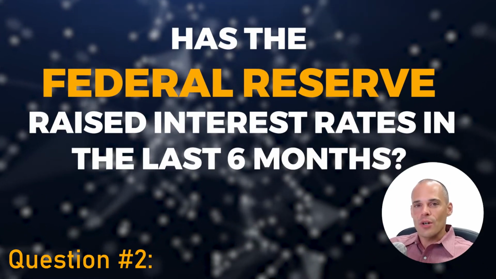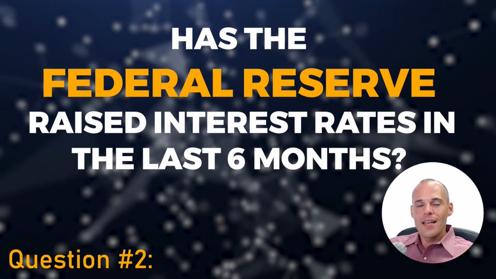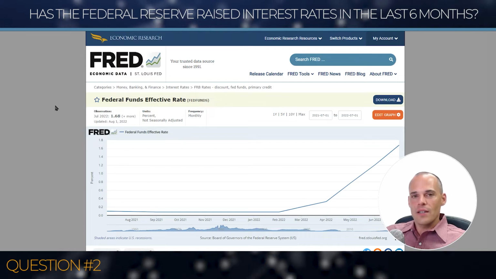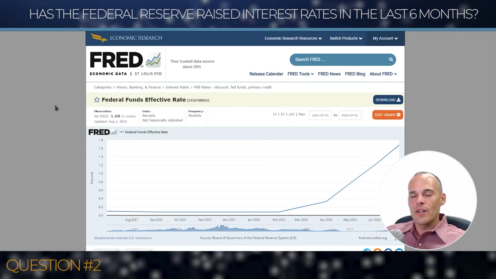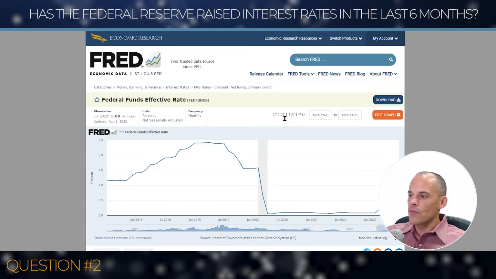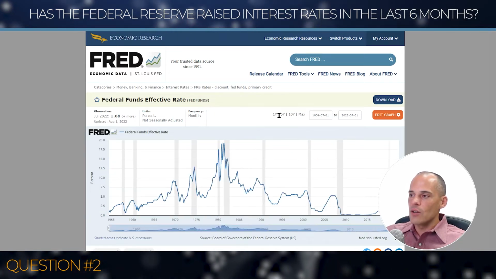Now for question number 2, has the Federal Reserve raised interest rates in the last 6 months? Now to check that out, we're going to see the federal funds effective rate. Basically the federal funds rate is what we're looking for, and you can see here, I've got it set to 1 year. You can go to 5 years, 10 years, max. You can see it all over the place here.